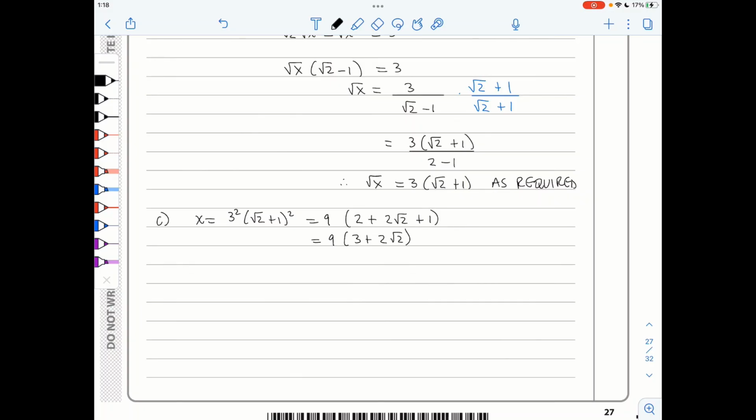Now for y, I will be using the root x plus 3. Well, root x is 3 brackets root 2 plus 1 from the final answer in part B, and adding the 3. So this is 3 brackets 3 root 2 plus 3 plus 3, which is 3 root 2 plus 6. And therefore, the point of intersection Q has coordinates 9 brackets 3 plus 2 root 2, comma 3 root 2 plus 6.